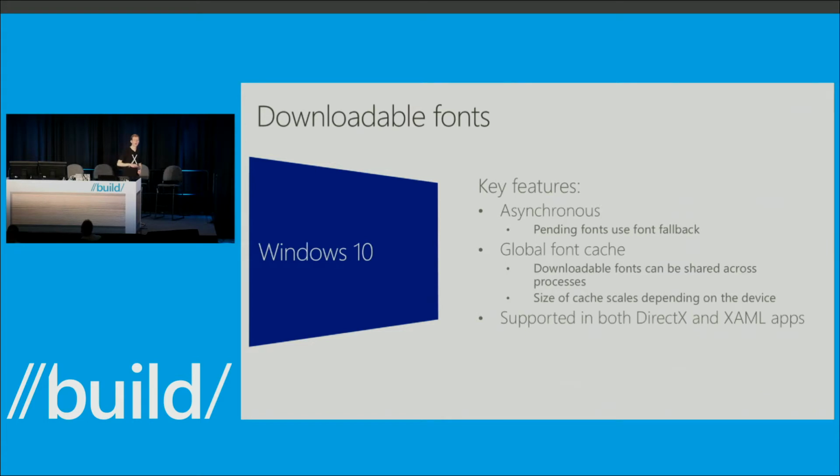There are a couple of important features to this new feature. First of all, it's fully asynchronous, which means that DWrite will never block when you're accessing these fonts. It'll just hand you back a resource immediately. You can use that resource and stuff will render. It'll just use font fallback. When the font actually completes downloading in the background, then you can pick it up and you can start using the new font.